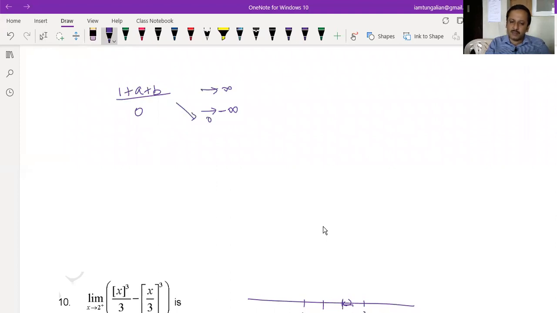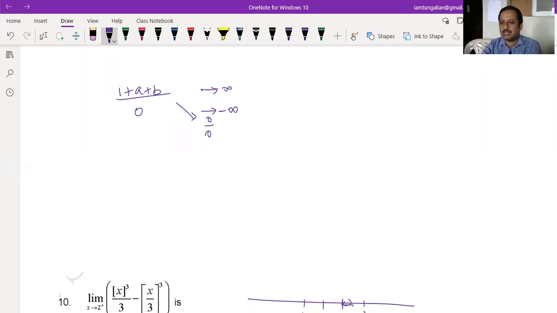But in case of 0 by 0, there is a possibility that it may be positive, may be finite. Still, when we get a 0 by 0, don't think that it is finite. It's a very good question. 0 by 0 is not finite. 0 by 0 is an indeterminate form. So if it is not 0 by 0, if it is like 1 plus a plus b by 0, either it is plus infinity or minus infinity, then we are never going to get finite.